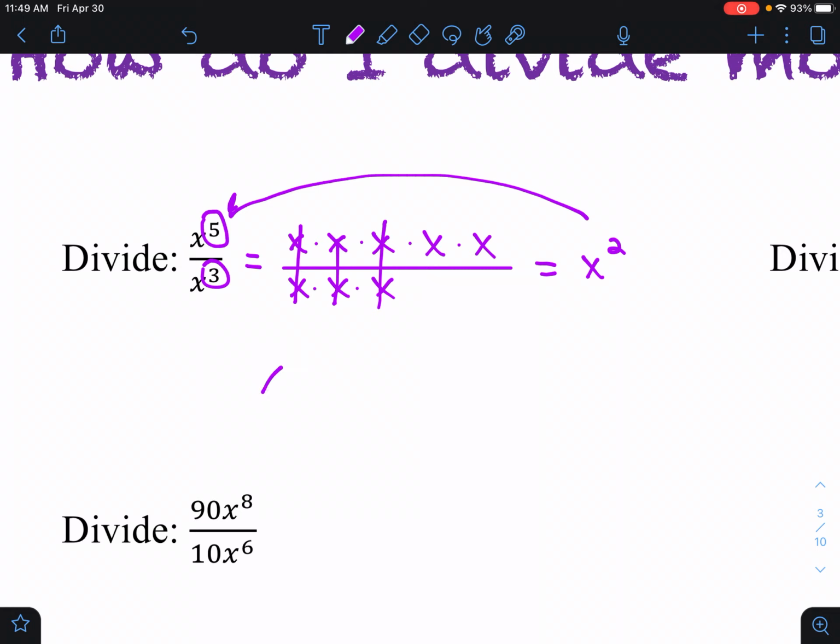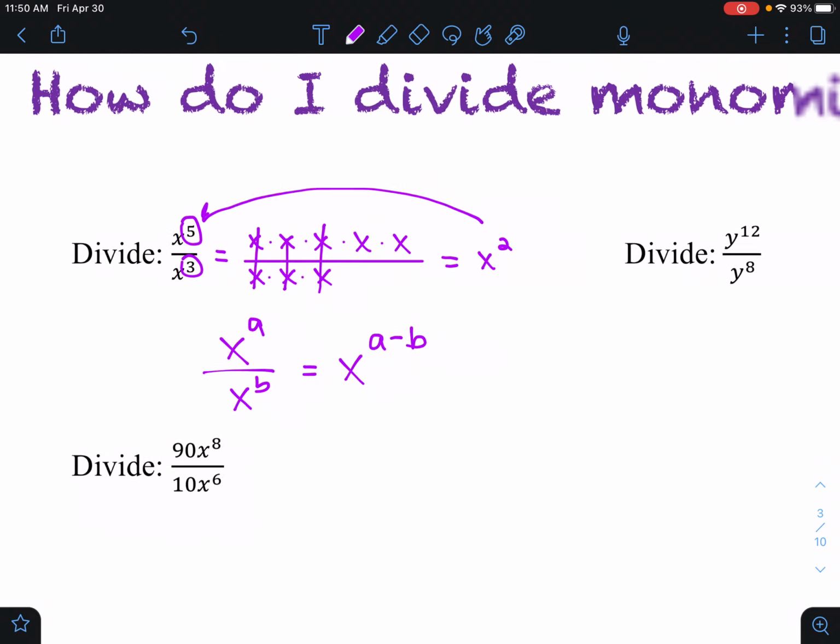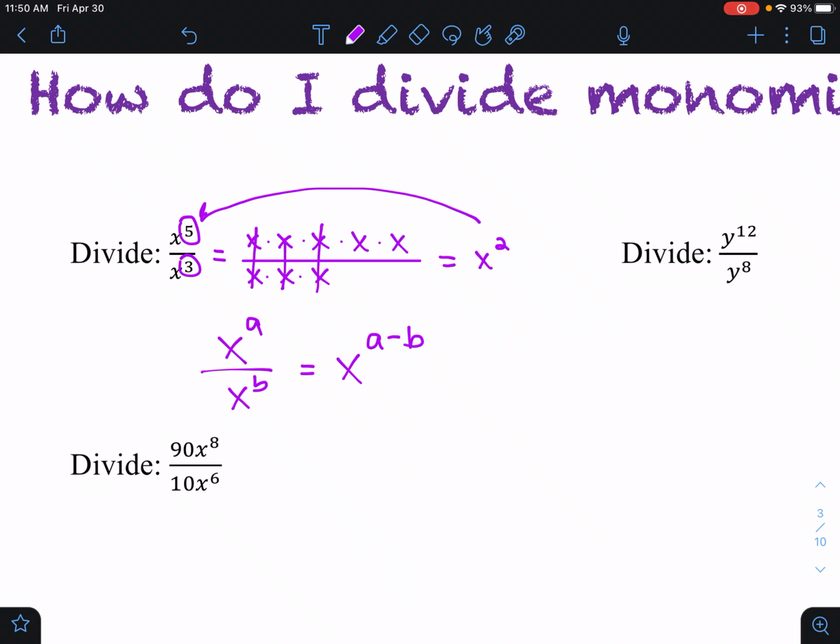So somebody said, if I'm dividing two things, let's say x to the a power over x to the b power, it's simpler to just subtract these exponents. That's faster. Now this does not mean we're subtracting. This is just the opposite. Like when we multiplied, we added exponents. Doesn't mean we're adding. We're still multiplying, but it's just a shortcut.